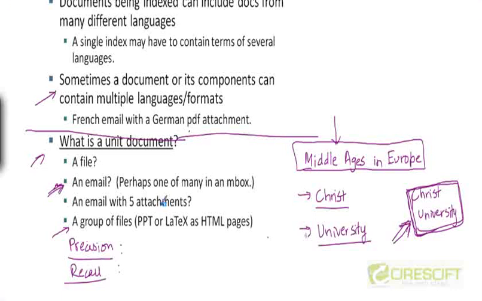Precision is the fraction of retrieved documents that are relevant, and recall is the fraction of relevant documents that are retrieved.